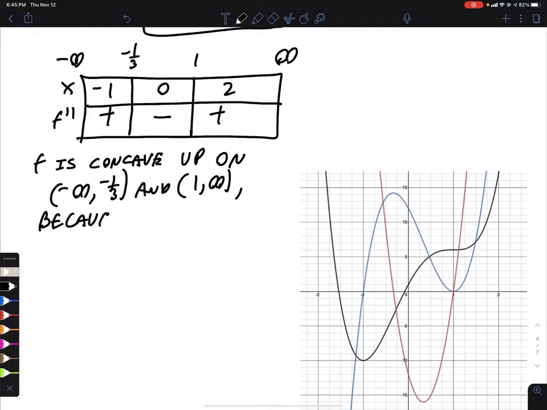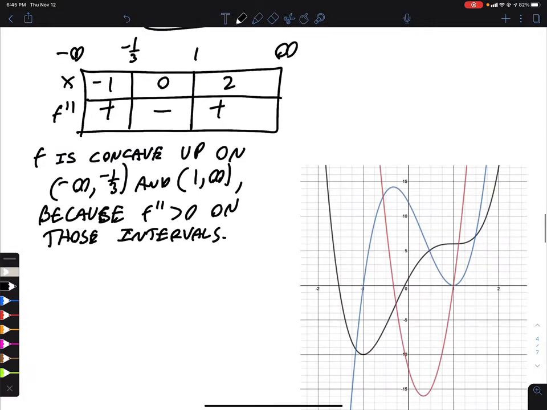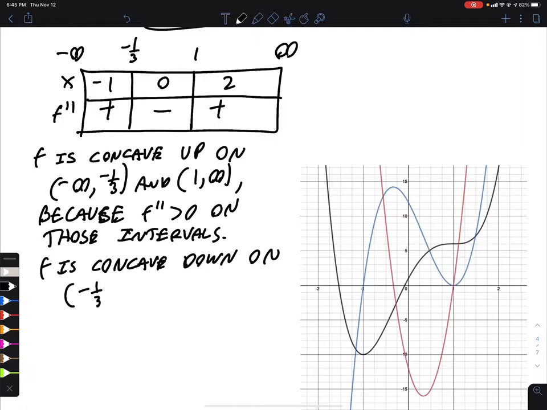Because, and you have to give a justification, because f double prime is positive on those intervals. So these are your justifications. Now, between negative 1/3 and 1, the second derivative is always negative, so f is concave down on what interval? Negative 1/3 to 1. Why? Because f double prime is negative on the interval from negative 1/3 to 1.